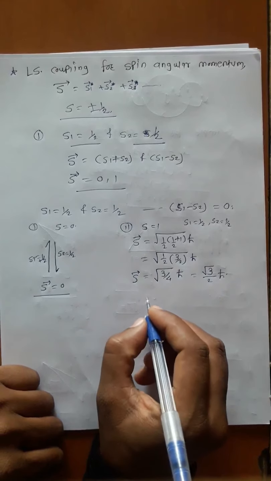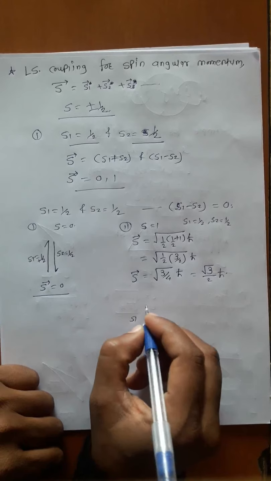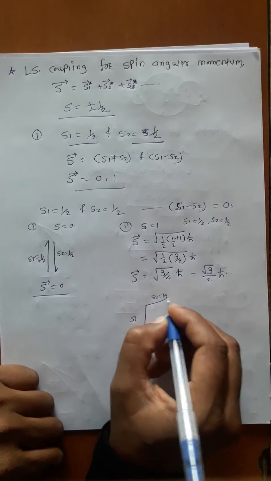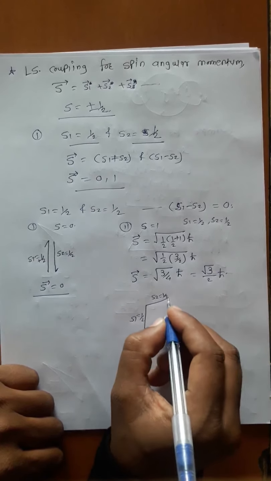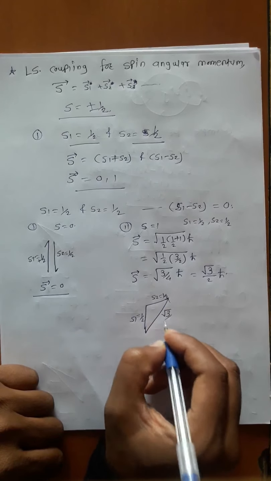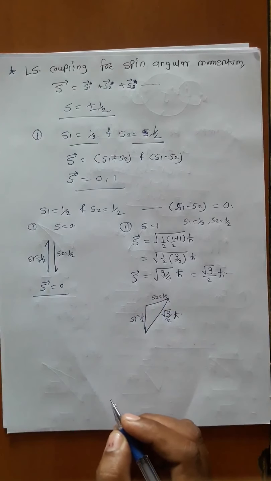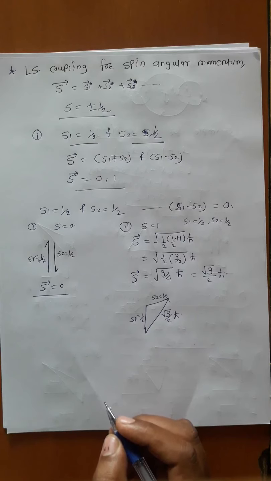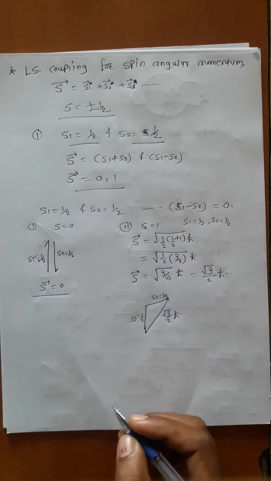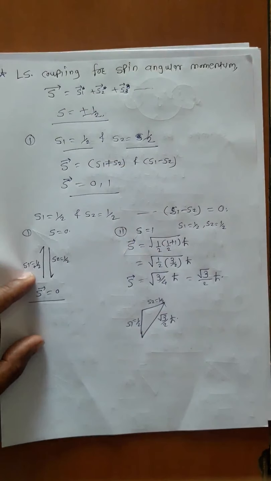Then how will we write the diagram? S1 is equal to 1/2, S2 is equal to 1/2, and this gives the resultant of S1 and S2 as root 3 by 2 h cross. This is all about the LS coupling for orbital angular momentum vector L bar and spin angular momentum vector S bar.